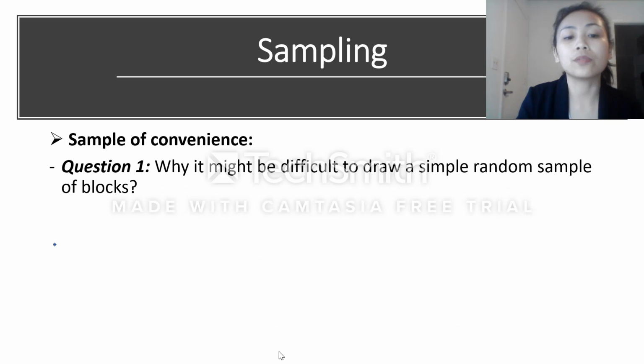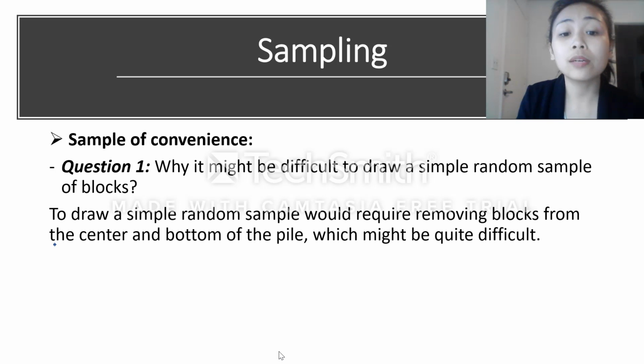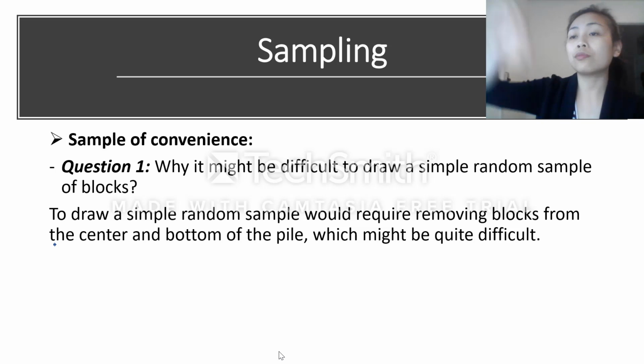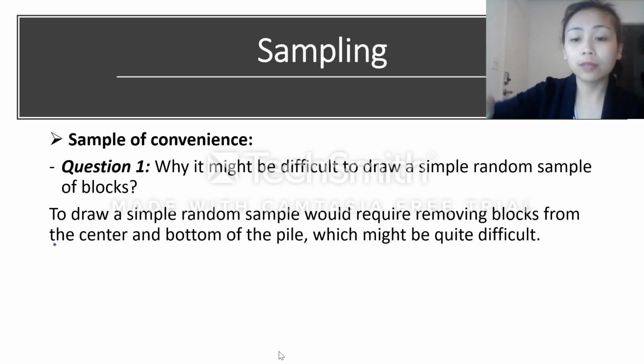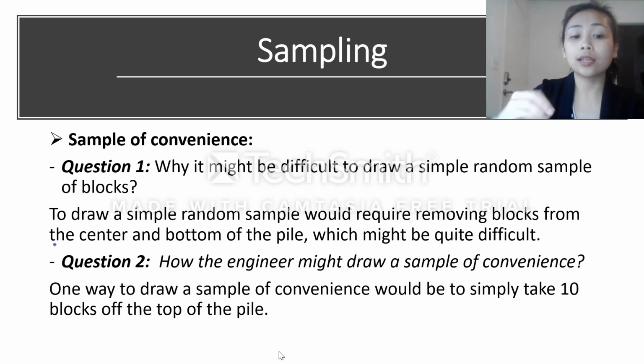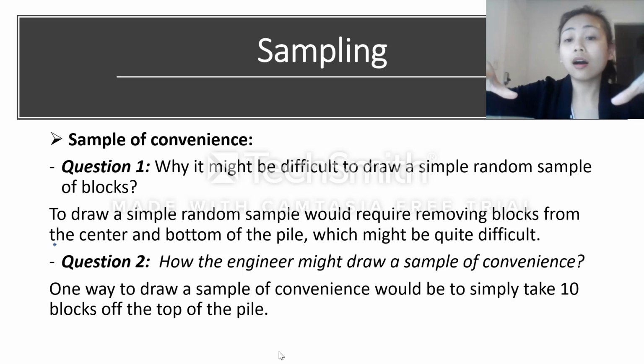So let's look at the first question. Why might it be difficult to draw a simple random sample of blocks? To draw a simple random sample, the engineer would be required to remove blocks from the center and bottom of the pile, which is very difficult. You have to remove the blocks to collect a sample randomly. So it's very hard for the engineer. In this situation, what the engineer does is make a sample of only 10 blocks off the top. He takes the 10 blocks on the top of the pile.